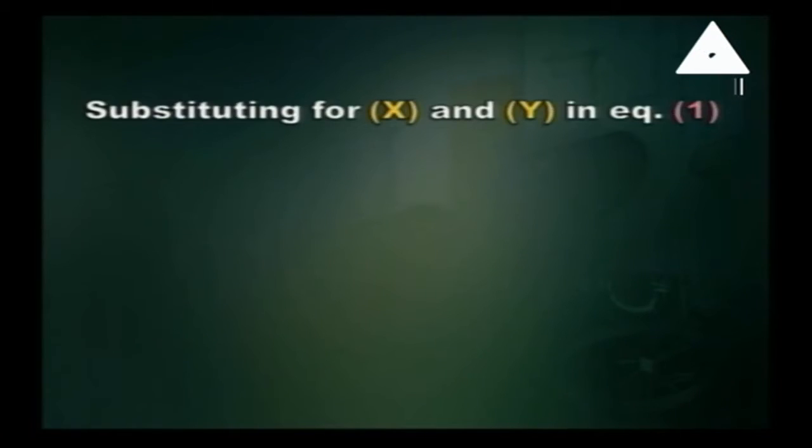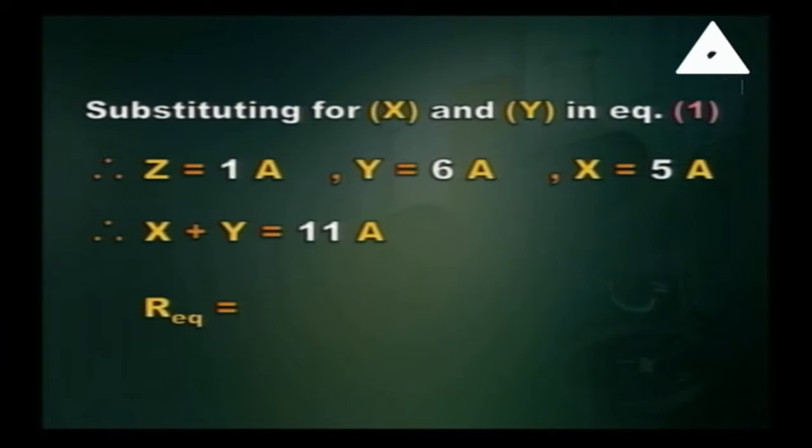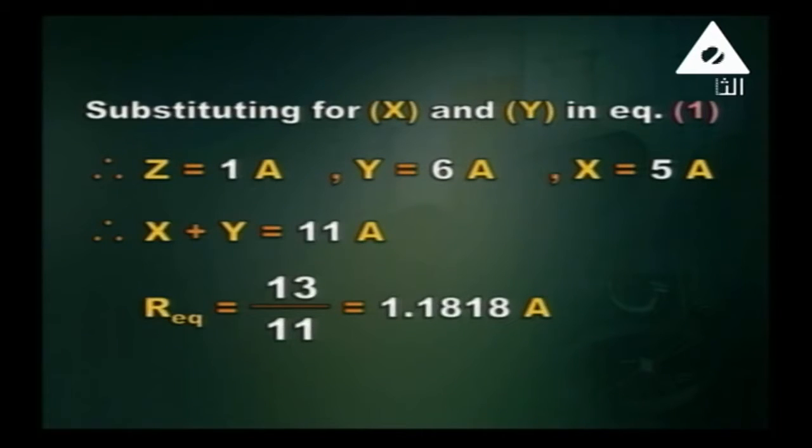Okay, substituting for X and Y in equation 1, Z is equal to 1 ampere, Y equals 6 amperes, and X equals 5 amperes. So X plus Y is equal to 11 ampere. R equivalent, of course, equals 13 over 11. Okay, it is V over total current. So it is 1.1818 ohm.